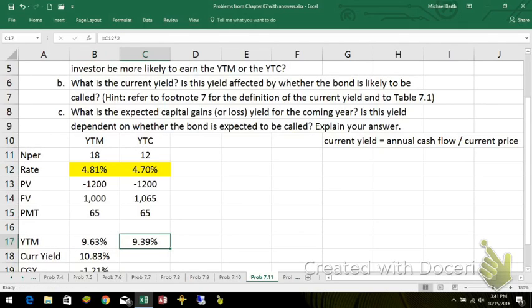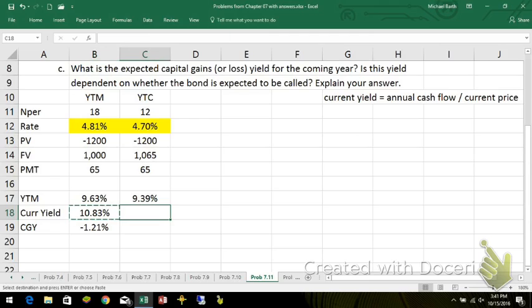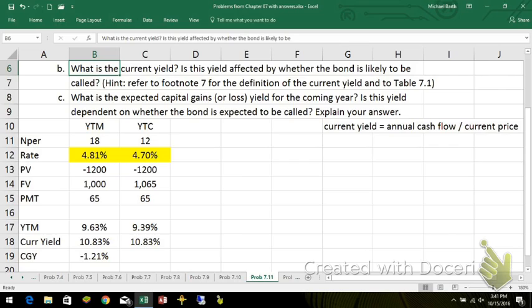Anytime you see the yield to maturity lower than the yield to call, you assume that the company will not call. Anytime the yield to call is lower than the yield to maturity, the assumption is that it will be called. You're still getting $65 twice a year, and it's still divided by $1,200. So what it's asking here is, what is the current yield? Is this yield affected by whether the bond is likely to be called or not? No.